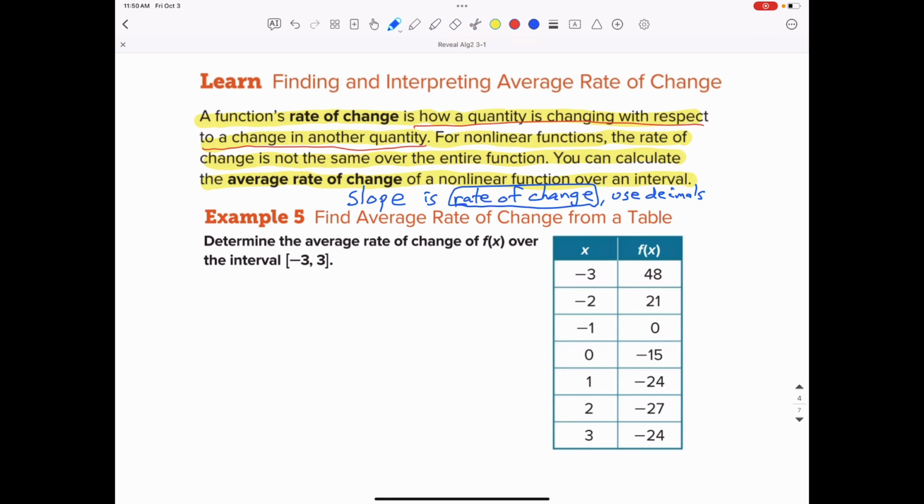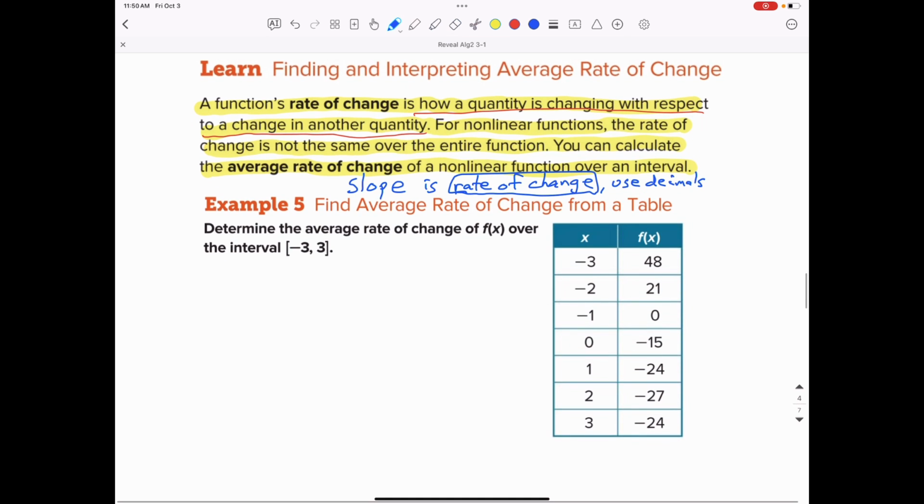So example number 5 is actually using a table. I've skipped example 4, but I'm going to come back to it. Determine the average rate of change of f of x over the interval [-3, 3]. So remember from the first lesson, from the first chapter, we have these brackets. These brackets represent an interval of x from -3 to 3.